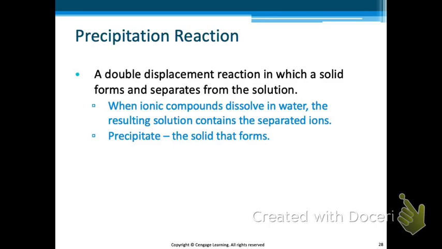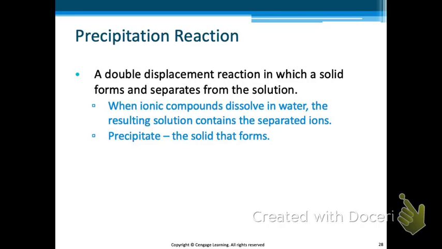Most of the time they're double displacement, which means our cations and our anions switch places, right? And it's basically when they ionize and then only one solid forms. When they switch places, one of those new compounds is soluble. And if one of the new compounds is soluble, then it's still ionized. But if one of the new compounds is not soluble, that forms a solid, right?